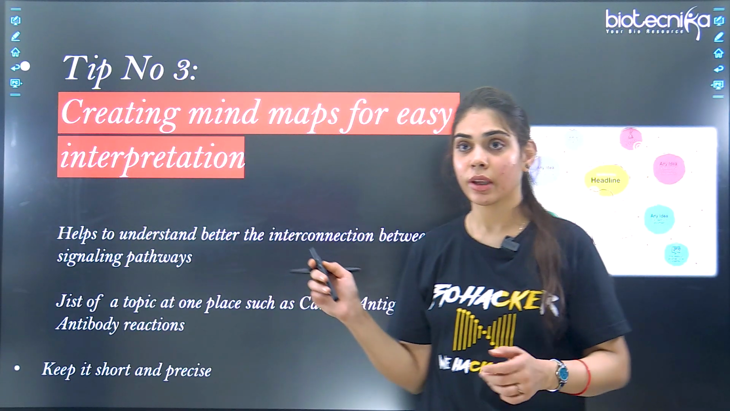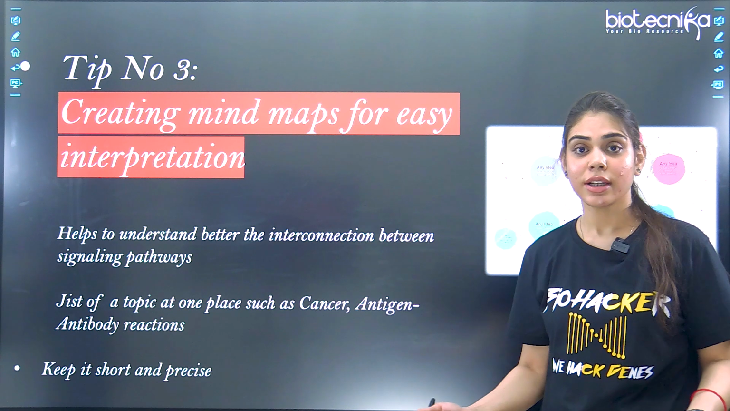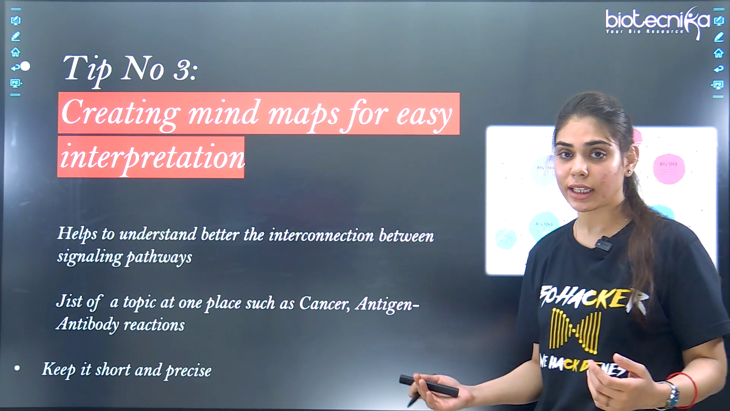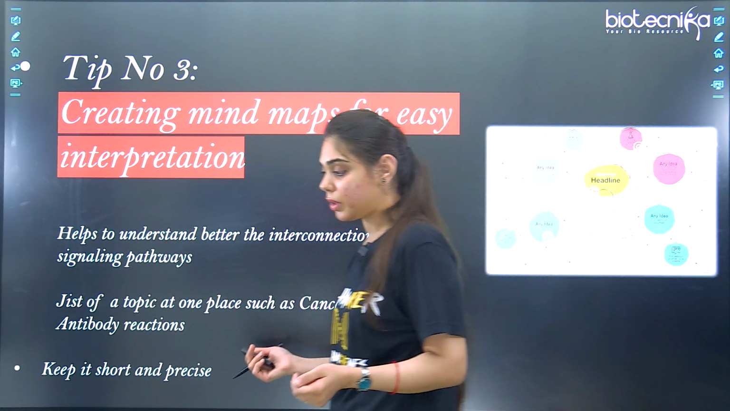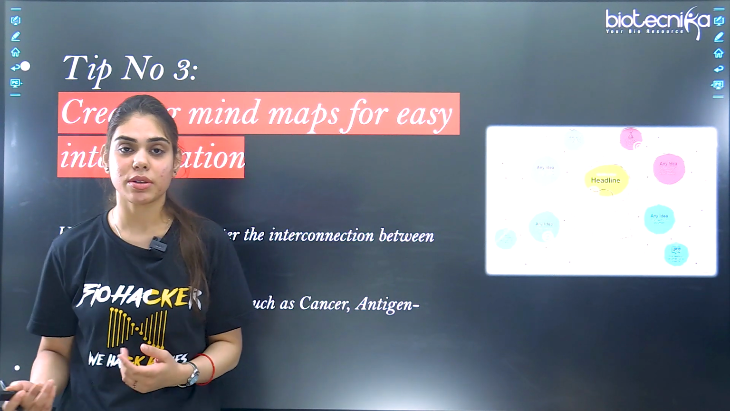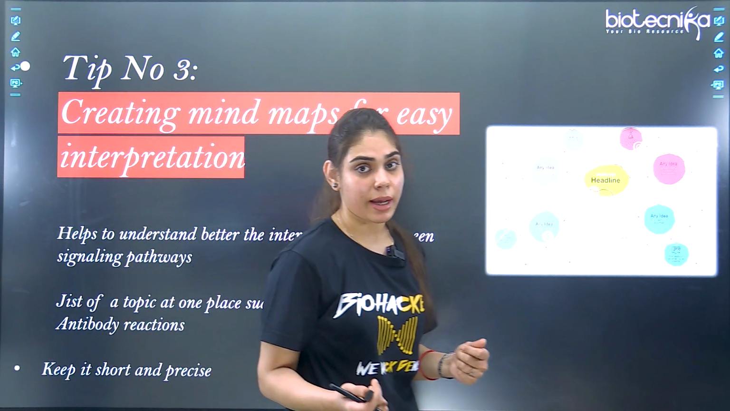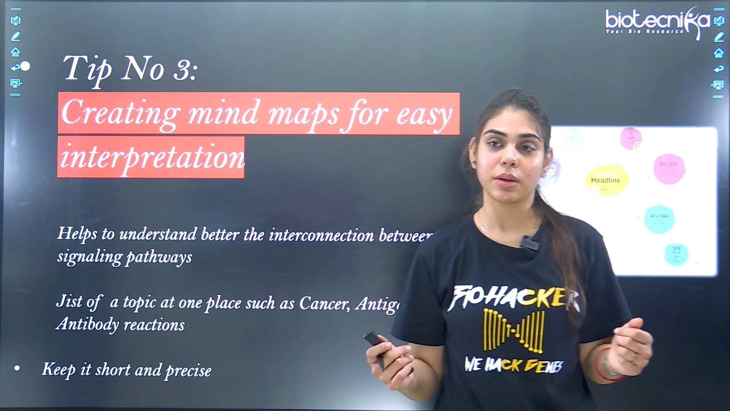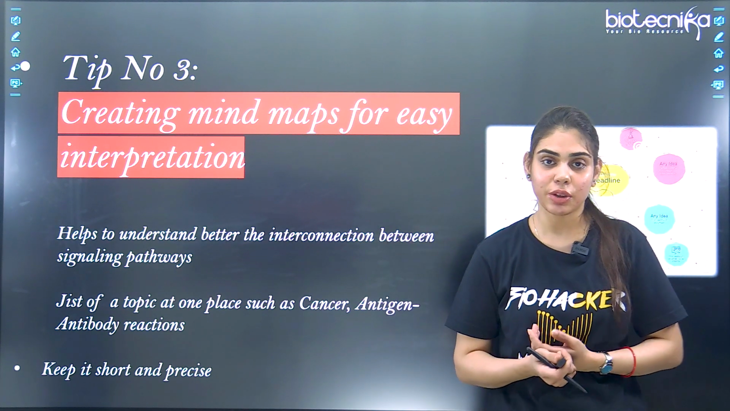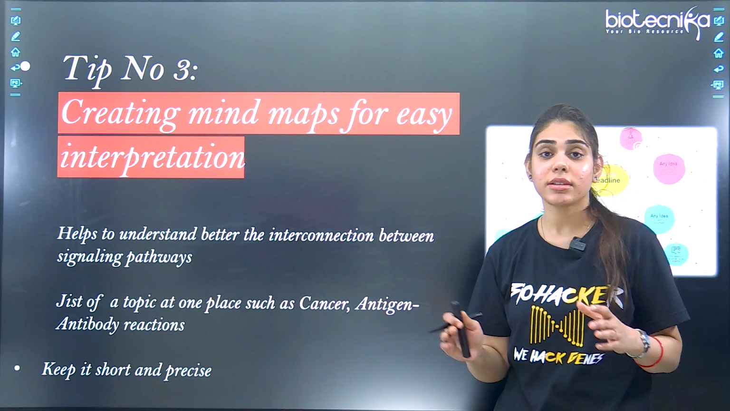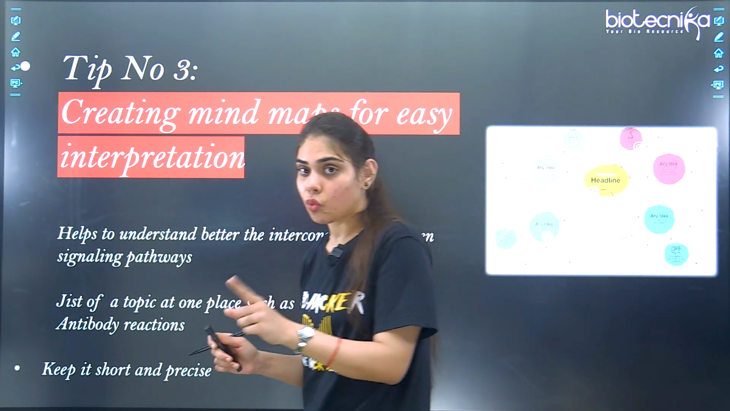So next, what is tip number 3? Tip number 3 is creating mind maps for your easy interpretation. Now, what is this mind map? Mind maps help to understand better the interconnection between things. It provides the gist of a topic at just one place.